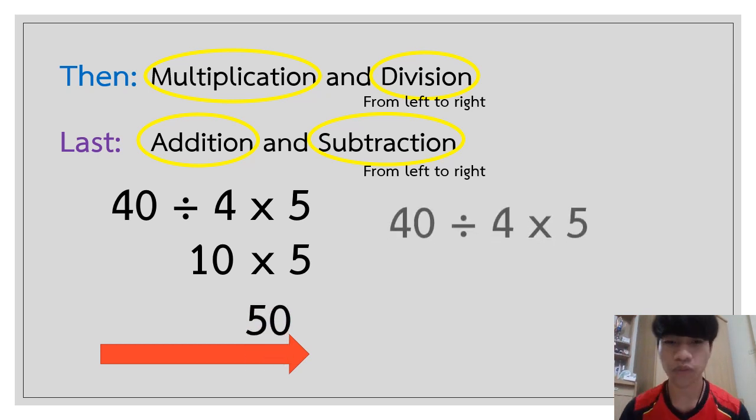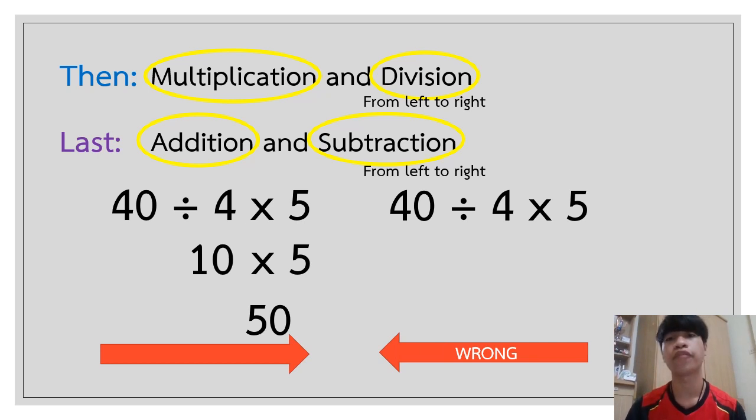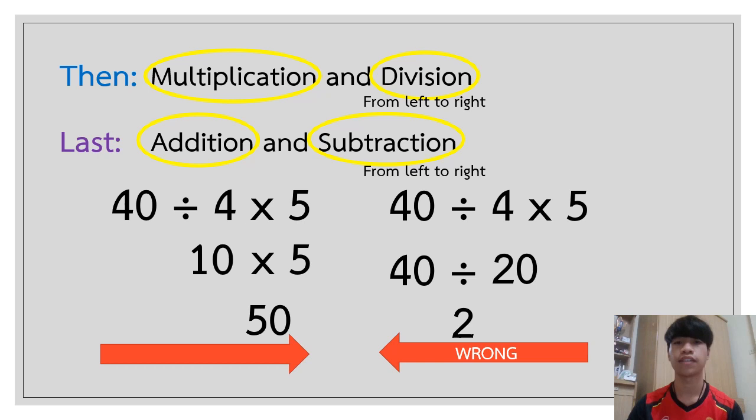Yes, the wrong way is from right to left: 4 times 5 is equal to 20 and 40 divided by 20 is equal to 2. That is the wrong way.